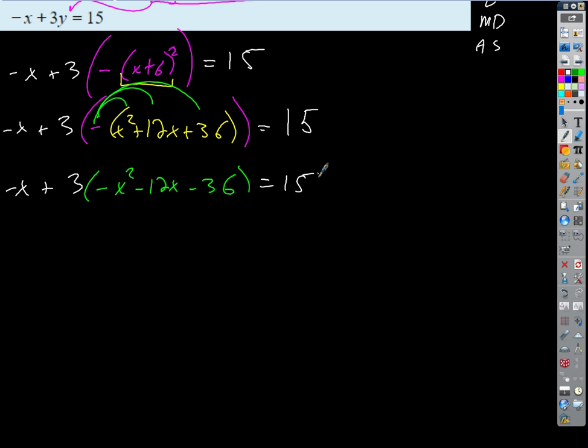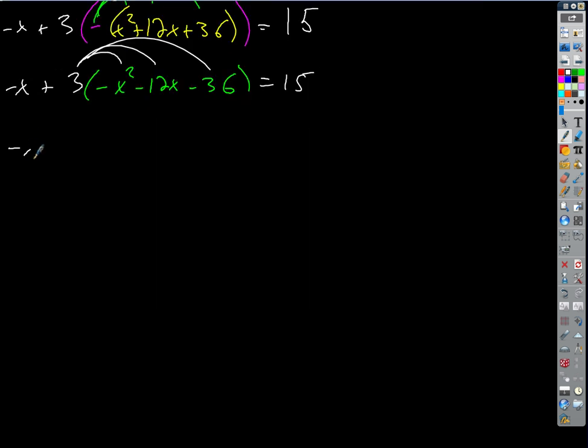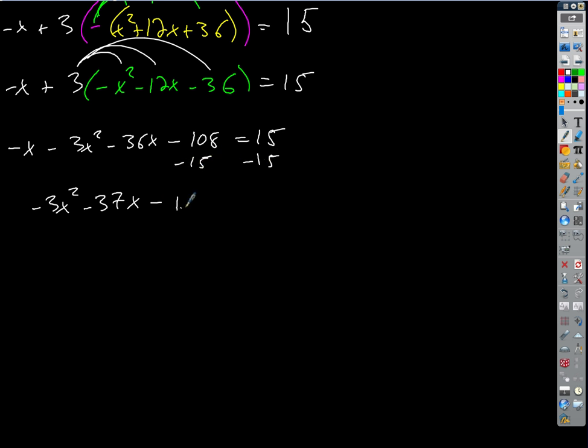Now what? Distribute the 3, good. So we get negative 3x squared minus 36x minus 108 equals 15. Now I just combine like terms, right? So negative x and negative 36x gives me negative 3x squared minus 37x. And if I subtract 15 from both sides, I get minus 123. So that's almost there.